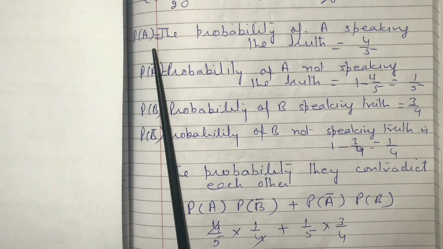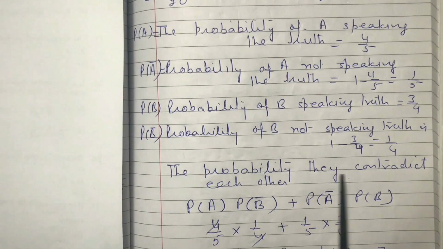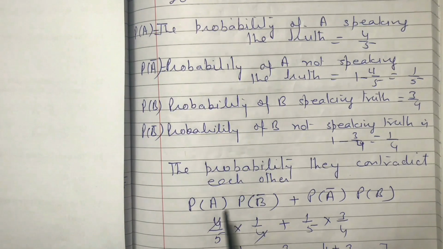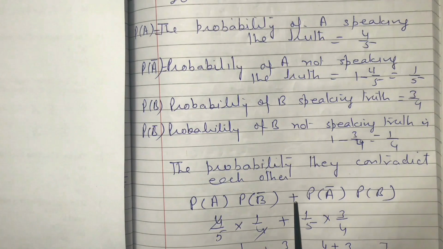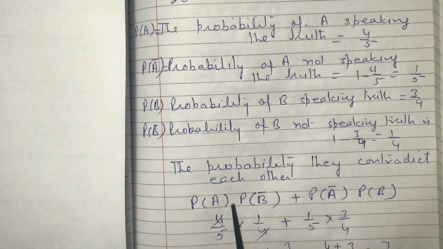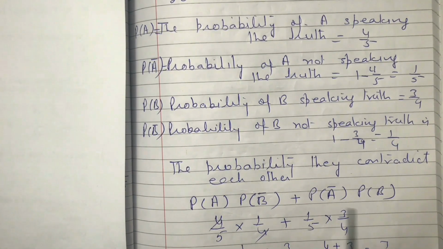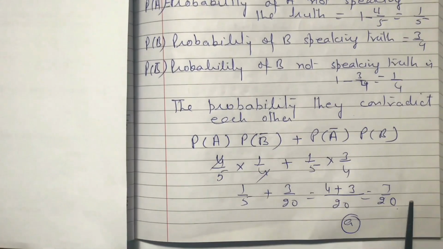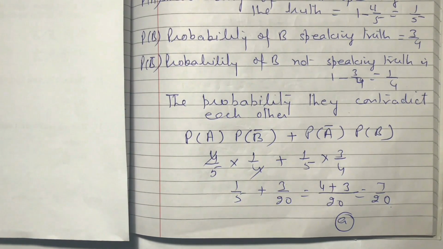So we have probability of A, probability of A bar, probability of B and probability of B bar. We have to find the probability they contradict each other. इसका मतलब हुआ अगर A ने truth बोला तो B ने truth नहीं बोला, प्लस अगर A ने truth नहीं बोला तो B ने truth बोला, तो there are probability of A, probability of B bar plus probability of A bar, probability of B. Substitute the values, you will get 7/20. So A is the option. So here I have discussed 18 MCQ questions. After that I am going to discuss remaining questions.